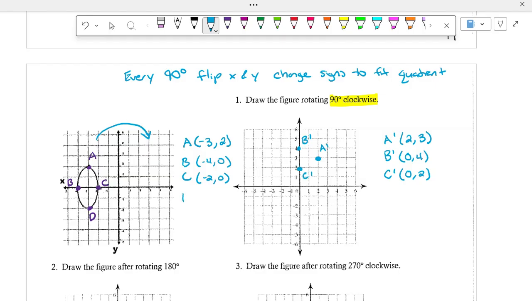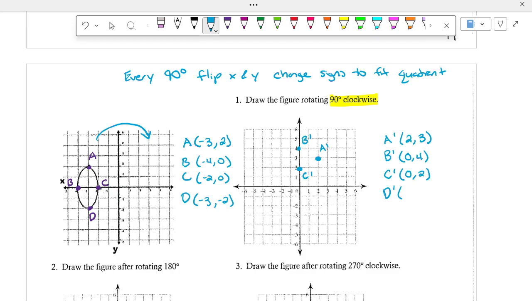Finally, D. D is at the point -3, -2. So if I rotate 90 degrees clockwise, D is currently in what quadrant? So what quadrant is D in? 3. So if I go 90 degrees clockwise, where would it end up? Quadrant 2. So think about what the signs are for quadrant 2. So if I flip X and Y and change the signs to fit the quadrant, what would it be?